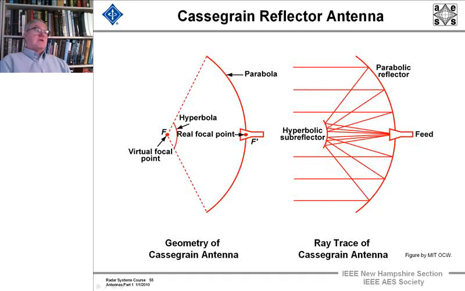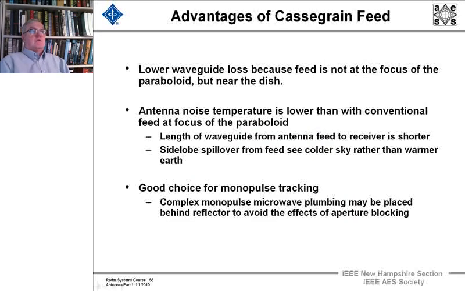The virtue of this is you can build these relatively close together. The hyperbolic subreflector can be smaller and save you a lot of feed blockage and losses in curves of your feed and length of your feed too.